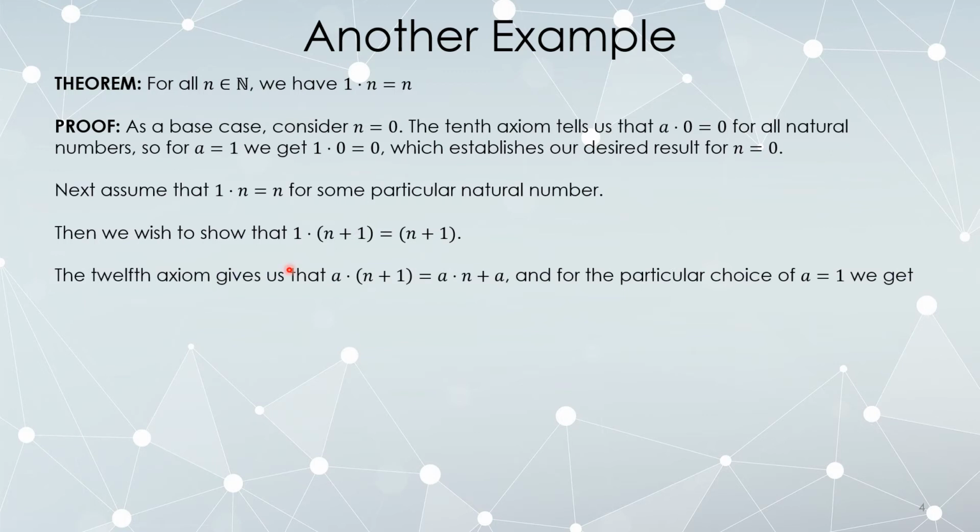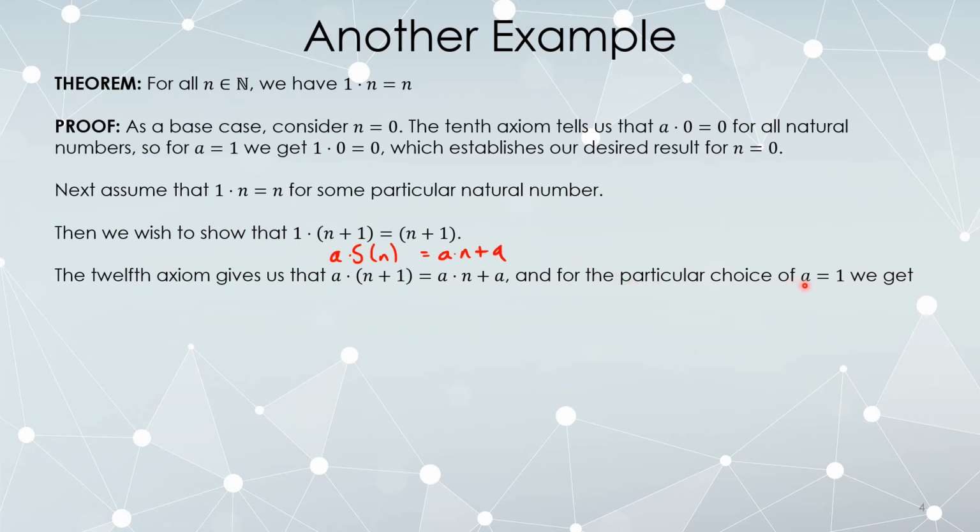Now the 12th axiom had to do with how multiplication and addition interact with one another, except it was originally phrased in terms of successors. This was: a times the successor of n is a times n plus a. And all this does is replace successor of n with n plus 1 because, as I've mentioned, we're generally going to not use the successor notation.